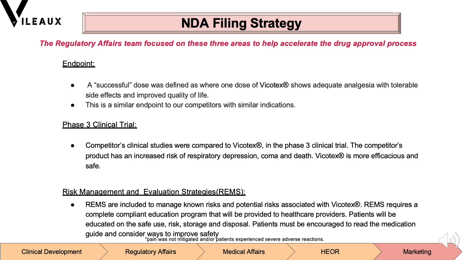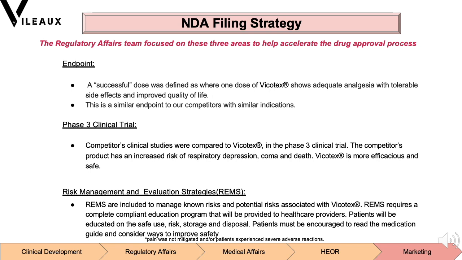The endpoint that we use is a successful dose, which was defined as a dose of Vicodix that showed adequate analgesia with tolerable side effects and improved quality of life. A similar endpoint was used by our competitor who has similar indications. It is important for us to use similar endpoints to drugs already approved by the FDA so that the evaluation process of Vicodix's efficacy is accelerated.